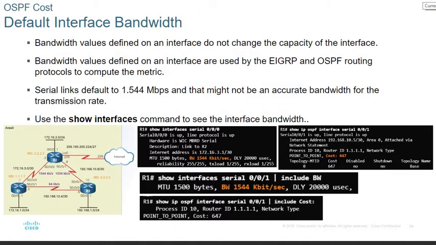OSPF cost, default interface bandwidth. Bandwidth values defined on an interface do not change the capacity of the interface. Bandwidth values defined on an interface are used by the EIGRP and OSPF routing protocols to compute the metric. Serial links default to 1.544 megabits per second, and that might not be an accurate bandwidth for the transmission rate. Use the show interfaces command to see the interface bandwidth.